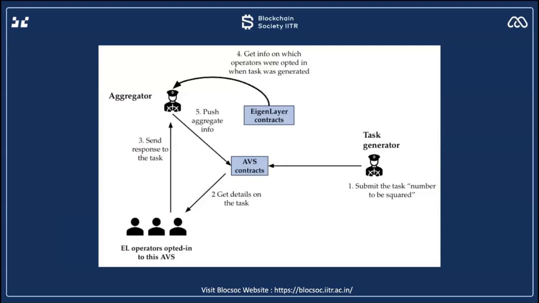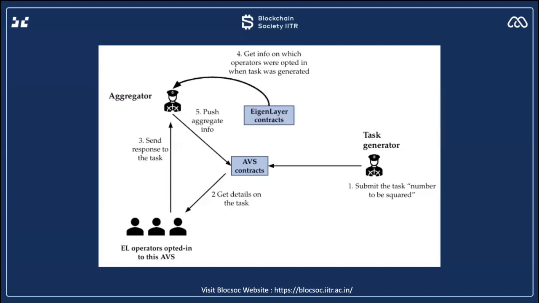In this particular example, there is a task generator, which is an off-chain component, and it generates random numbers at a fixed interval. There is a set of AVS contracts, right? And the task generator calls a function on this contract to upload the number on chain. Whenever the number is updated on chain, the operators that are opted into this AVS listen to that event and receive the number from the blockchain, and then they perform the task. They square the number and send it to an aggregator.